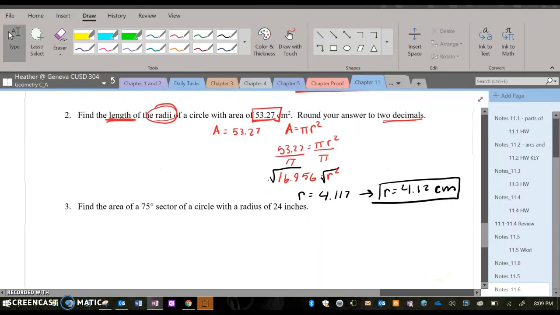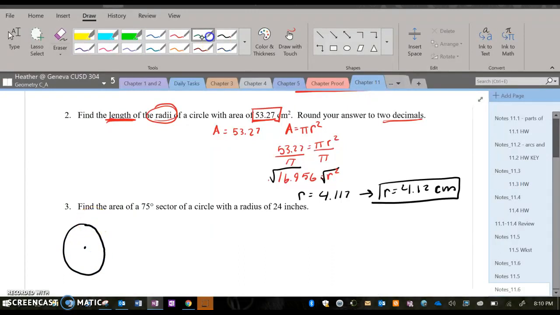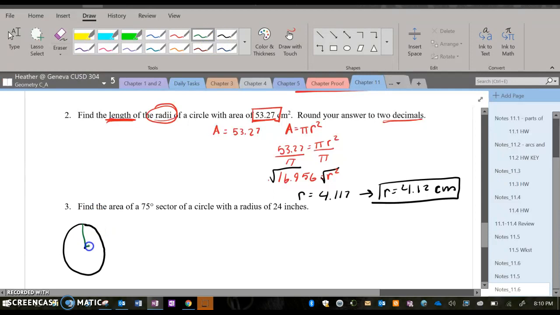All right, the next one is talking about the sector. So I'm actually going to draw a picture of this one just to visualize it, and you can draw pictures of all of them. So here we have an angle. This is 75 degrees, and I'm only looking for this shaded area. Okay, that's what the sector is saying, the shaded area, that little part.